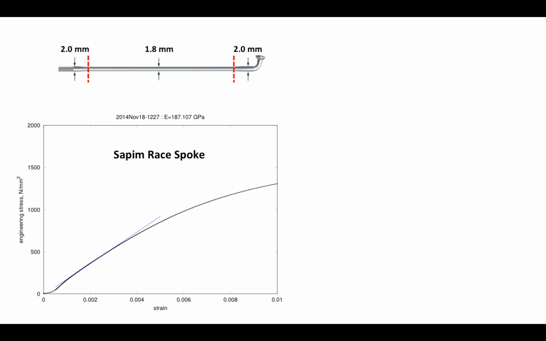Here's a graph of the recorded data. On the x-axis is strain, and on the y-axis is engineering stress measured in newtons per square millimeter. I can also measure strain as percent strain, and when I do, 0.002 becomes 0.2%, 0.004 becomes 0.4%, and I can add a couple more lines. That would be 0.1%, and that would be 0.3%. We have a very good fit of a straight line to this curve between 0.1% and 0.3%.